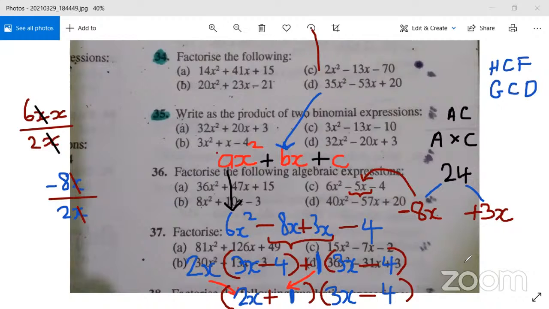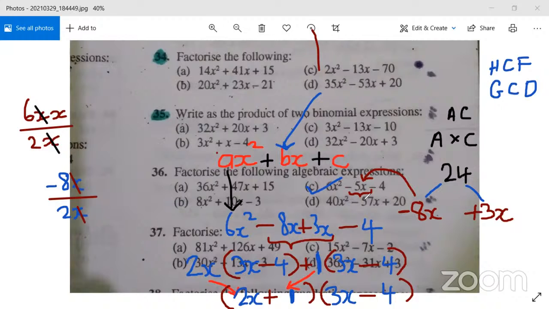right? Now, the beauty about doing these questions is that if you are particularly good at using binomial expansion or the distributive property, then you know that if you multiply 2x plus 1 by 3x minus 4, it will result in your 6x squared minus 5x minus 4, right?